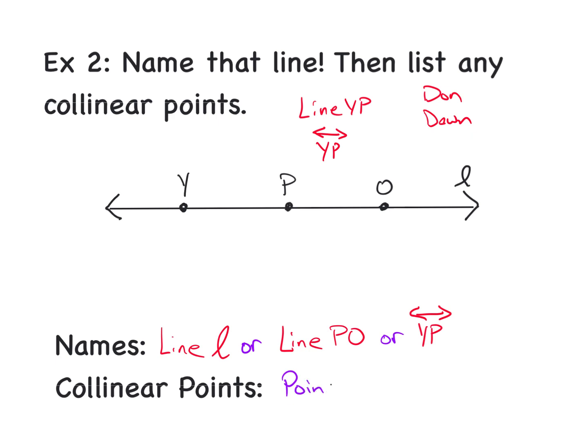So we're going to say points. And remember, in the word collinear, we have the word line. So we're talking about all the points that are on the same line. Tell me all the points that are on this line. Y, P, O. And Y is an L one? It's a creeper letter.